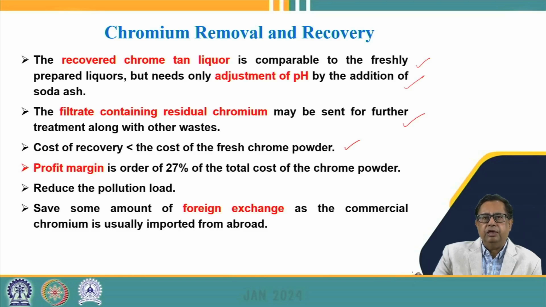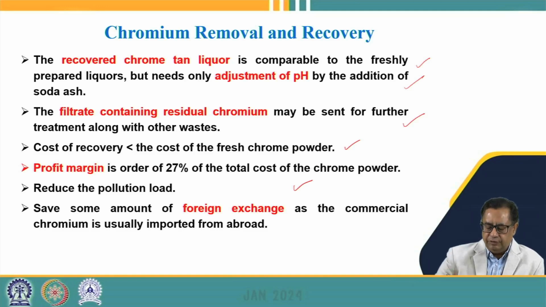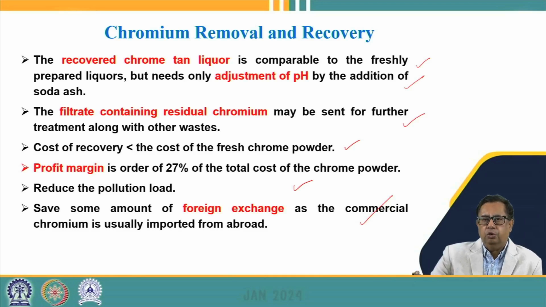Though it is possible that some of the tanners may not go for this recovery because of not so high a profit rate. But again, when we are going for the recovery of the chromium, first of all, it will reduce the chromium pollution load in the environment, as well as lead to a lot of saving of foreign exchange, as the commercial chromium is generally imported from abroad, and then basically it is used in the chrome tanning process. Similarly, we also will reduce the load on the chromite mining.